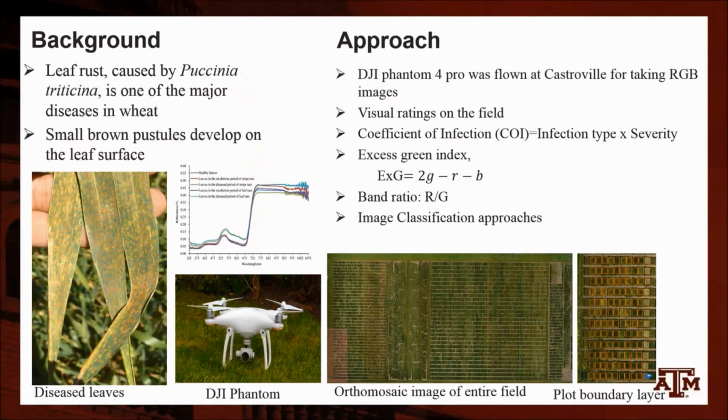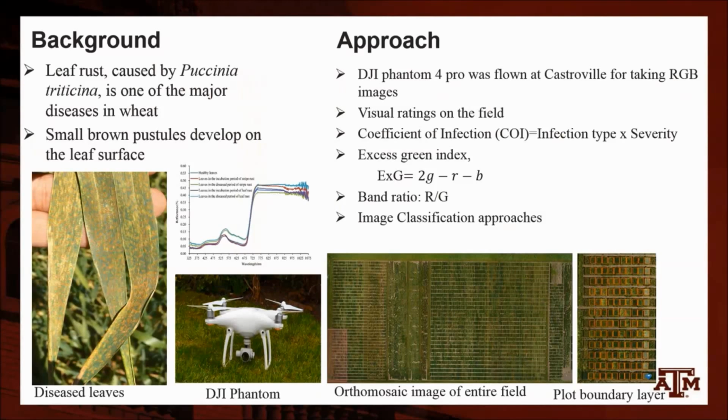For field data collection, we collected data on the basis of visual ratings for infection type and disease severity. Infection type comes with the susceptibility ratings, which might be susceptible, moderately susceptible, moderately resistant, and resistant. The severity notes were taken on a scale of 0 to 100. The infection type was later converted into a numerical value and multiplied with the severity notes to calculate the coefficient of infection.